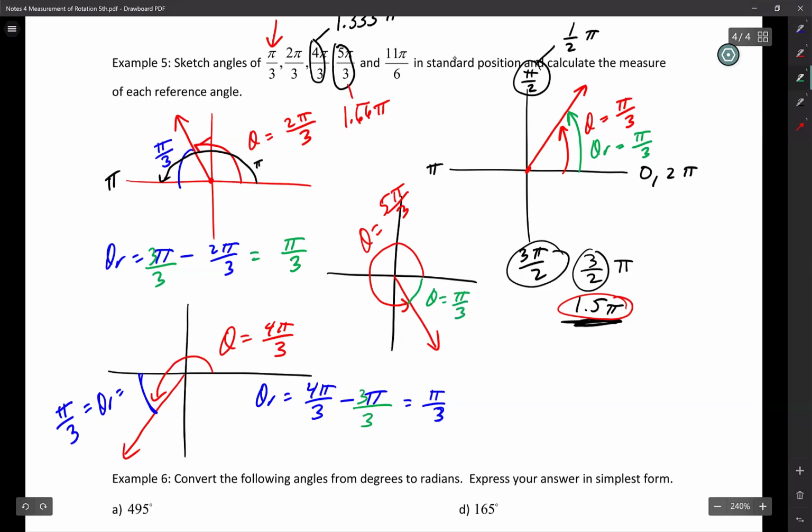Why? Because 5 pi over 3 plus pi over 3 is 6 pi over 3, and 3 goes into 6 twice. So there will be my whole revolution. So there it is. My reference, oh, I got to put an R there. My reference angle is pi over 3.